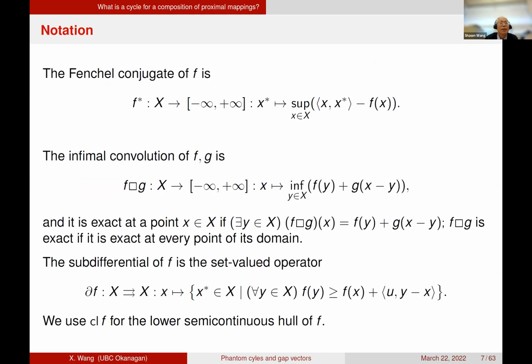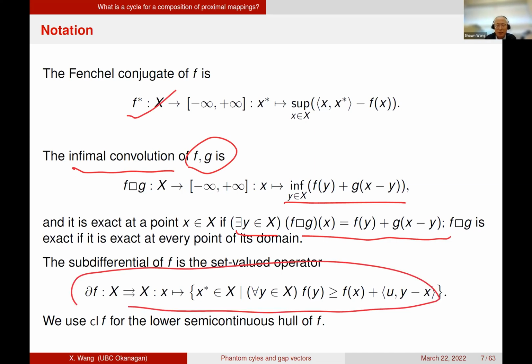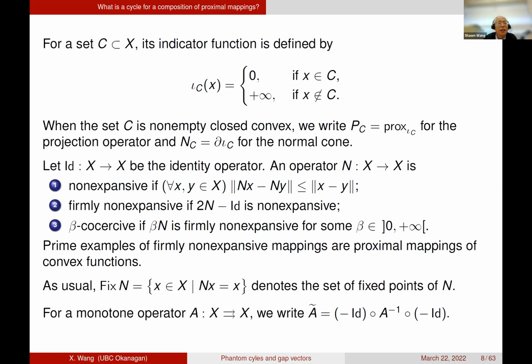So the notation we shall use is the functional conjugate. We know it's defined as usual. The infimum convolution for two functions is defined in this way, right? It's exact at x if there exists y such that this is true. Okay, the subdifferential is as usual, given by the subdifferential of a convex function. Also the indicator function is as defined before, and the prox map of the indicator function is the projection onto the set C, right?